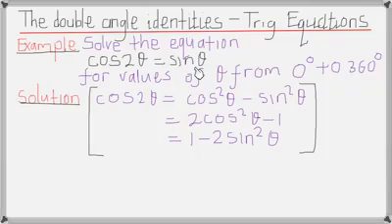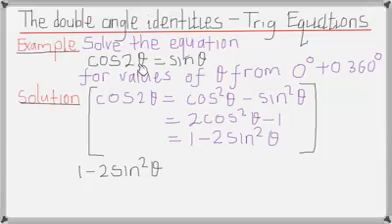So from the double angle identities for cos 2 theta, the only possible one to choose here is 1 minus 2 sine squared theta, so that after it has been written in place of cos 2 theta, our equation becomes 1 minus 2 sine squared theta equals sine theta, which is now explicitly in terms of sine theta.